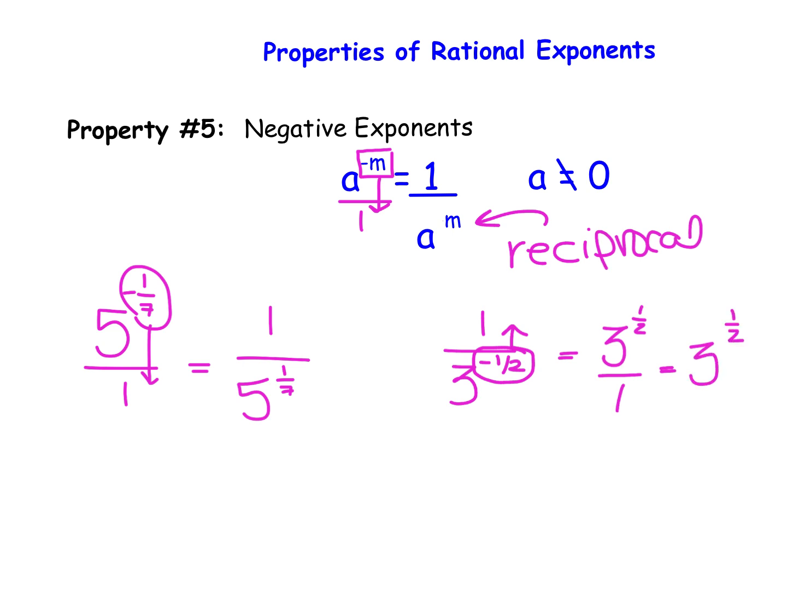So here you can see how we can rewrite any expression that contains a negative exponent into a positive exponent by changing it to its reciprocal. Now, this works for everything except for when a is equal to 0, because again, a is equal to 0 is a unique case.